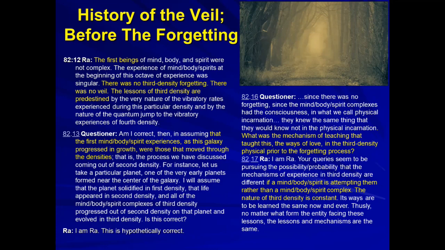Thanks, Lee and Scott. Hello, everyone. Yeah, 82.12, the first one. Just clarifying, the first beings of mind, body, and spirit, is that referring to the first beings in the third density in the first creation? Yeah, it is. Mind, body, and spirit beings are always third density or human formed type beings.